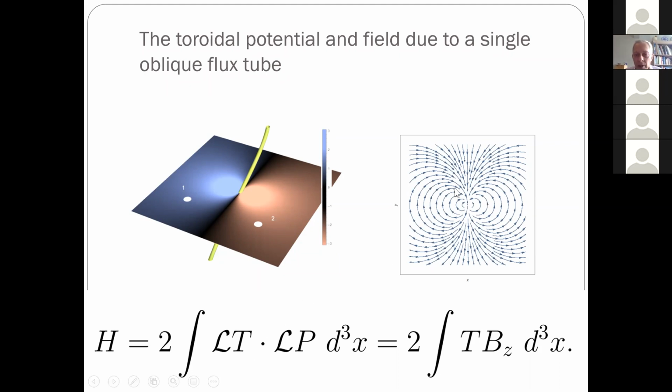And LT looks something like a dipole field centered over here. It's a sort of dipole field associated with the currents parallel to the surface, which are sort of on opposite sides, because it is on either side of the flux tube. Okay.